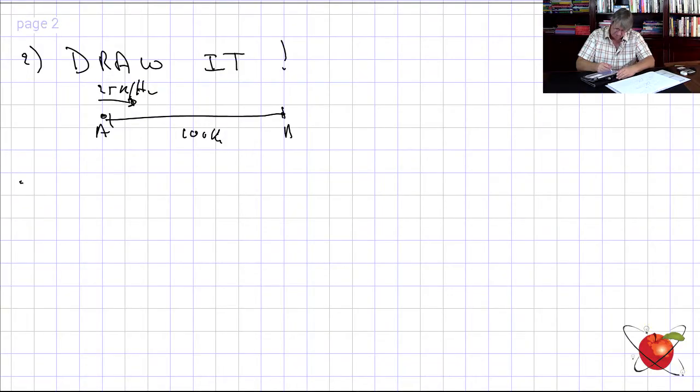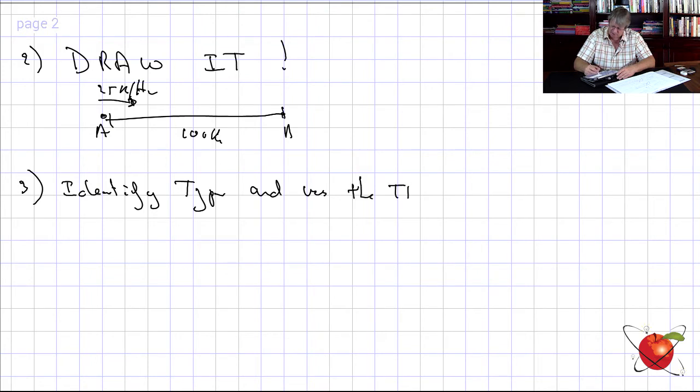Now, number 3 is identify the type, and use the table.